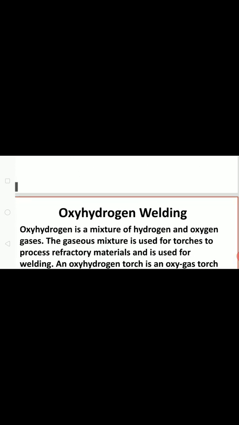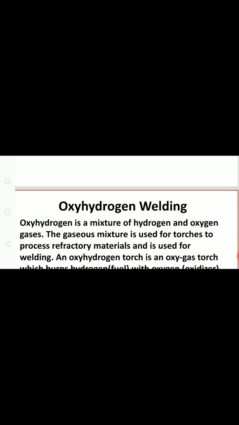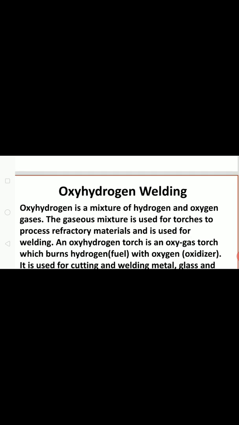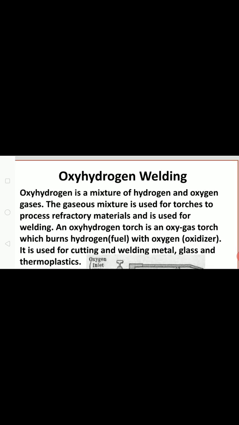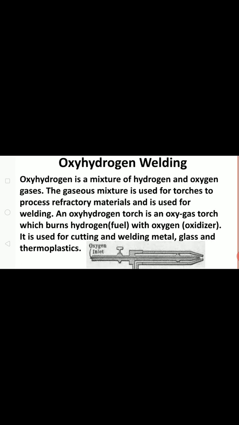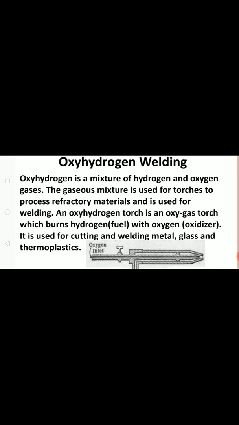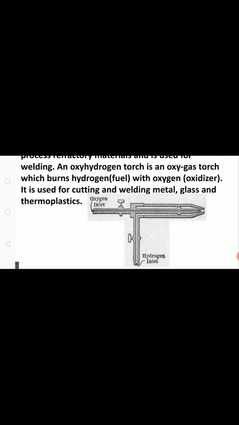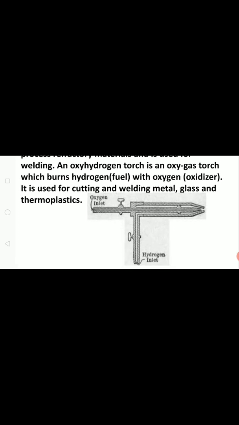So oxy-hydrogen welding is a mixture of hydrogen and oxygen gases. The gaseous mixture is used for torches to process refractory materials and is used for welding. An oxy-hydrogen torch is an oxy-gas torch which burns hydrogen as fuel with oxygen as oxidizer. It is used for cutting and welding metals, glass, and thermoplastics.